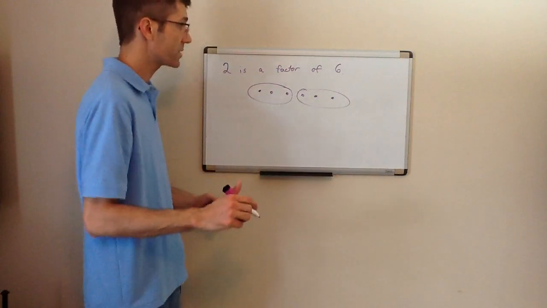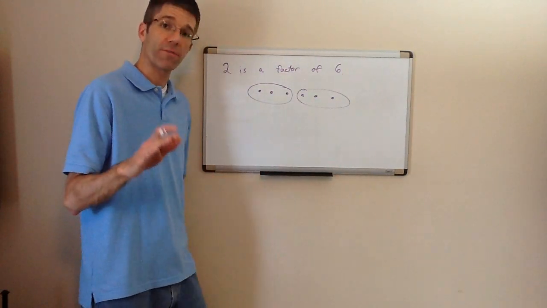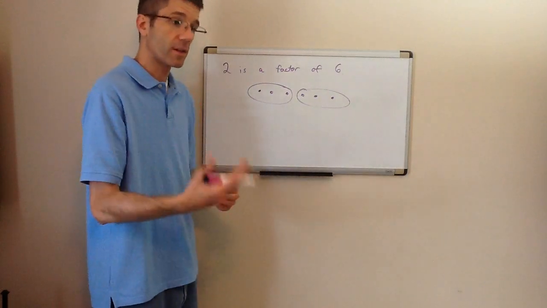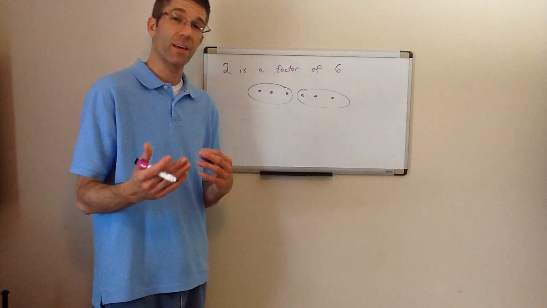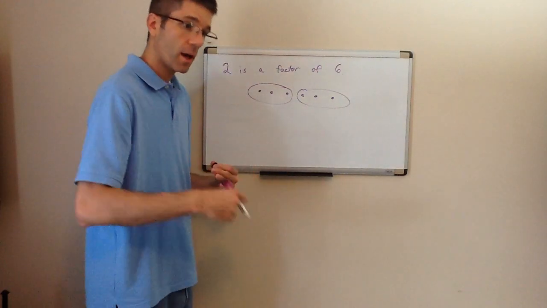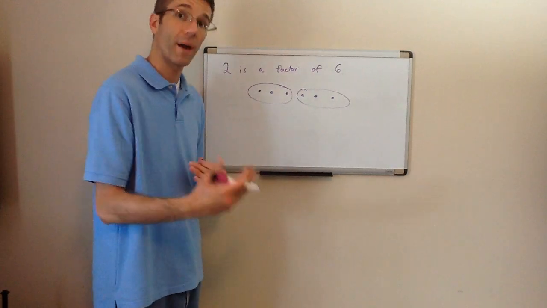Okay, well that's fantastic. Now let me define what a factor is. A factor is a number that divides evenly into another number. When I say evenly, I don't mean even as in an even number, but I mean it goes in a certain number of times with no remainder.